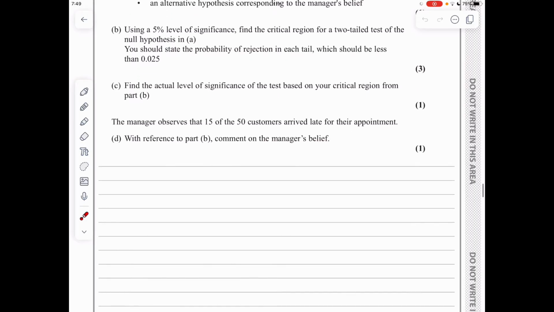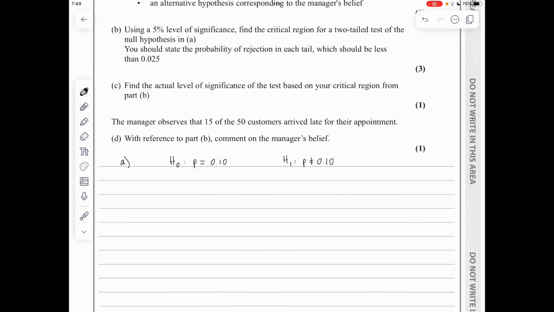So the null hypothesis is always what we know to be the case from past records. So in our case, H0 is that p, the probability of a customer arriving late for their appointment, is 0.10, whereas the manager believes there's been a change. They don't specify whether there's been an increase or a decrease, so we're talking about a two-tailed hypothesis. So the alternative is that p is not equal to 0.10.